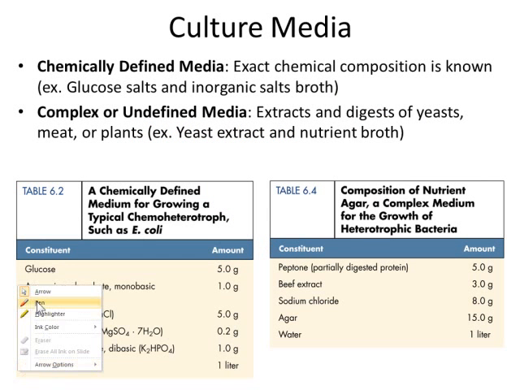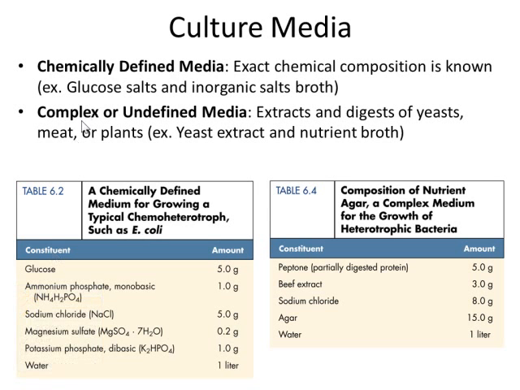So now let's discuss the two major types of media. First, we have a chemically defined media. It gets its name because its chemical composition is known or defined. Here's a recipe for a defined media. Notice here, how much sugar do I have? Well, I have 5 grams. How much of this buffer do I have, the ammonium phosphate? I have 1 gram. How much salt do I have to control water balance? 5 grams. How much magnesium sulfate, another salt, do I have? 0.2 grams. And then I make that up into 1 liter of water.